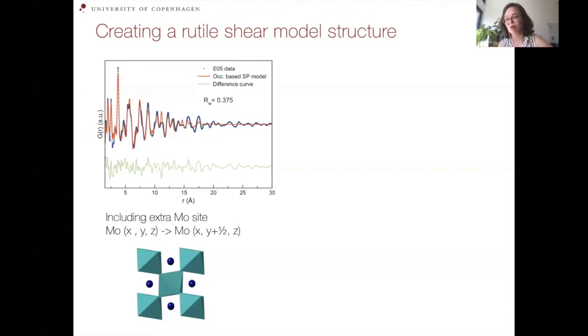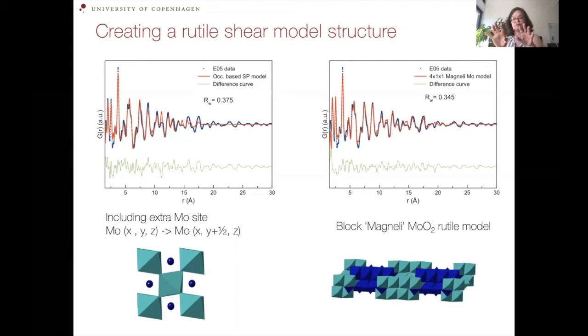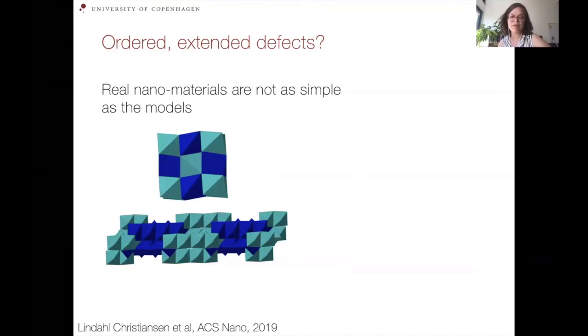We can go further and make a full model where we have different domains of these shear planes, or sheared rutile lattices, or double rutile lattices. And then we actually get a fairly nice fit and describe the features even of the smallest of the nanoparticles. So what we're learning from this is that we can use the defect chemistry that we know from bulk materials to start describing the atomic structure in small nanomaterials. And we're using very simple models here, and this is probably not the way to think about it in real life, that we have a very ordered structure.